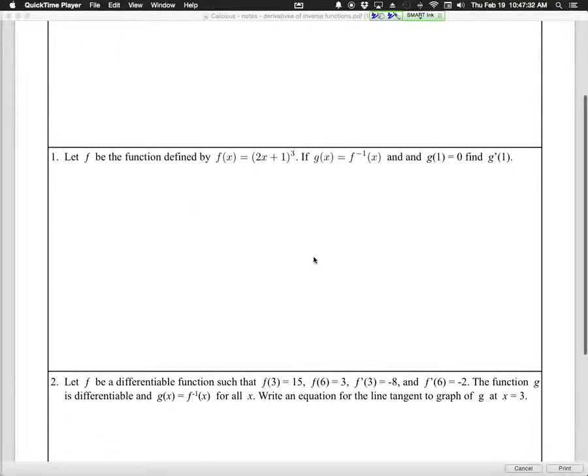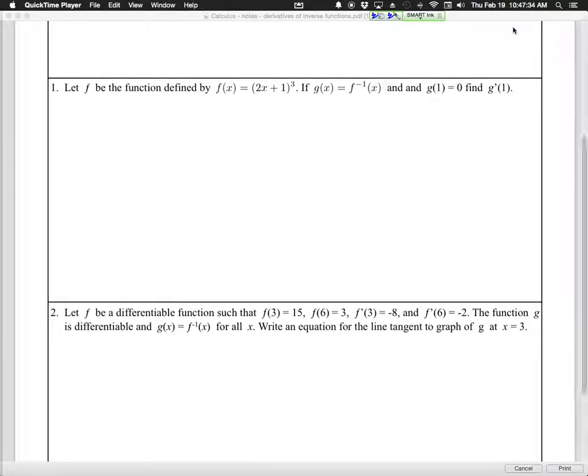All right, so let's look at the first one. It says let f be the function defined by f of x equals (2x plus 1) cubed. If g of x is equal to f to the negative 1 of x, what did they just tell me about g? Inverse of f. Okay, and g of 1 equals 0, find g prime of 1.